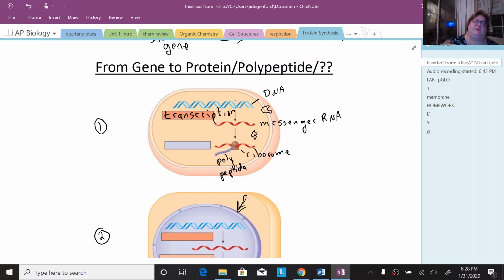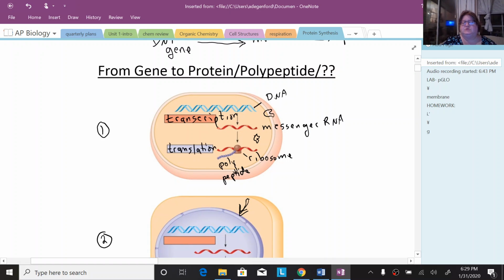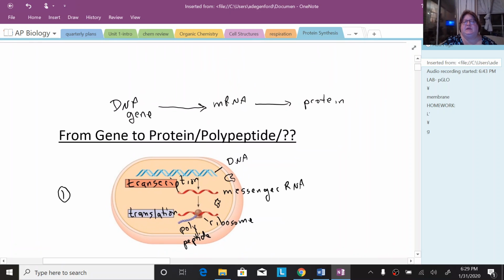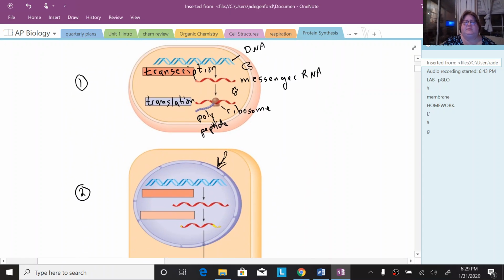Now, going from the mRNA to a polypeptide, you're building something. So I like to think you're translating the message. So translation is that process by which we go from the messenger RNA and use that to build our polypeptide or protein. So that is kind of the central dogma in a prokaryotic cell. Now, again, we've since expanded. It's not just mRNA. We'll talk about that.